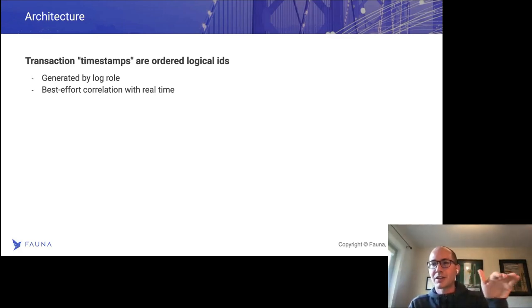Because we're trying to generate epoch IDs, these epoch indexes, as close to real time as possible, there ends up being this best effort correlation with real time, which is very convenient for app developers and ourselves, where we can talk about timestamps and use them as timestamps, because they're close enough. In actuality, we're providing a harder guarantee with the timestamp/transaction ID generation process.